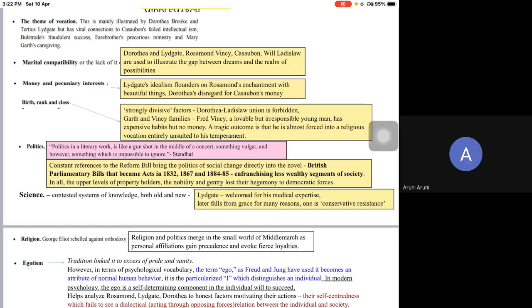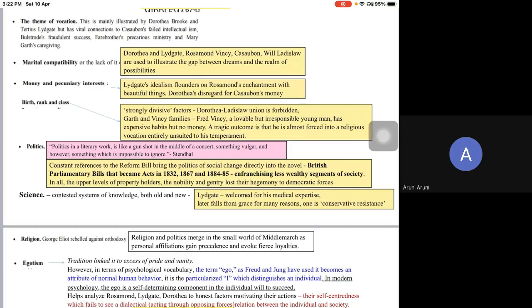At the time, the hegemony, the sole power of the landed aristocracy, was fast losing ground, and the common man was getting more and more rights, especially with the 1832 reform bills and the subsequent bills that were passed.